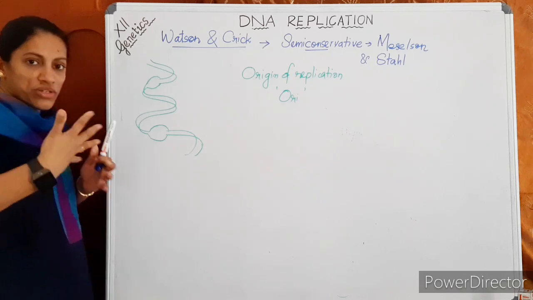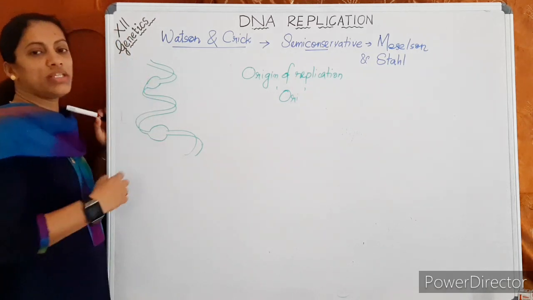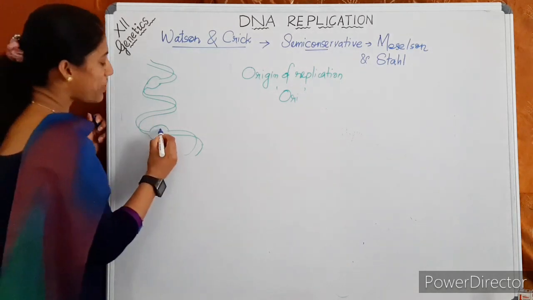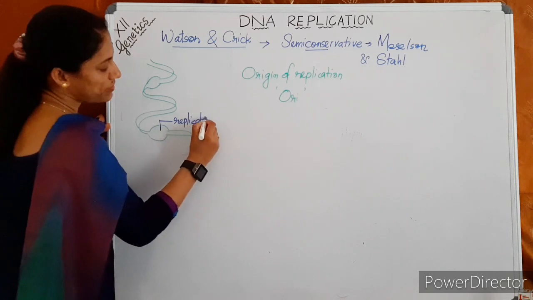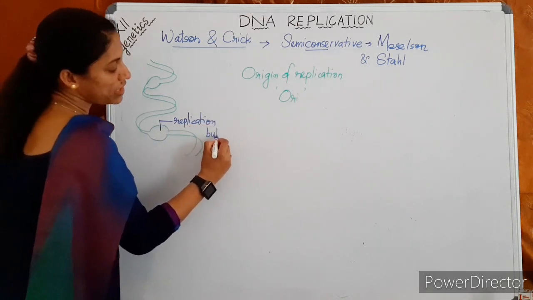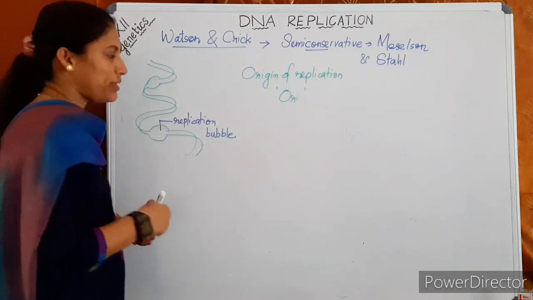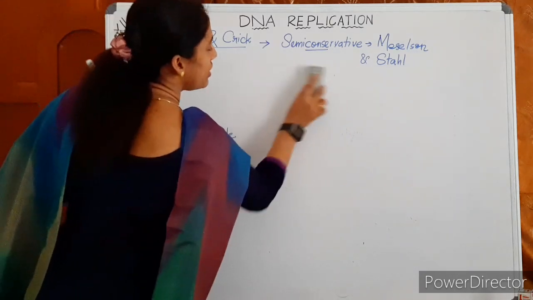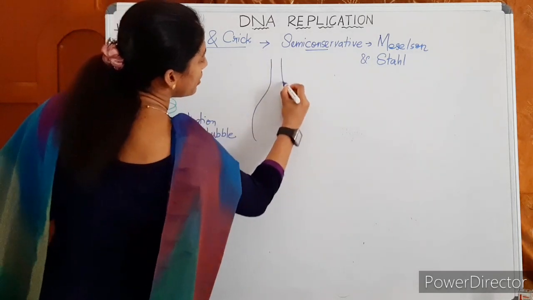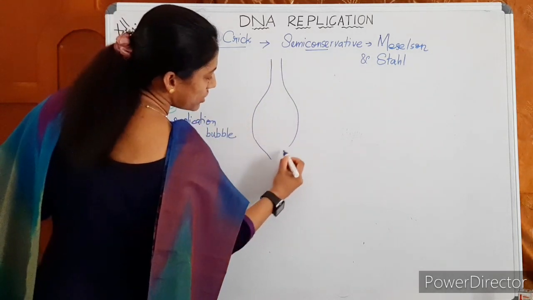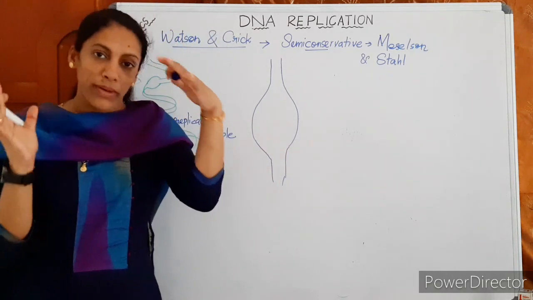At the onset of replication, we see a number of bubbles on the DNA. These bubbles can be called replication bubbles. Where the replication begins is known as a replication bubble. You just see one such replication bubble. That means the two strands uncoiled. That is why it created a bubble.